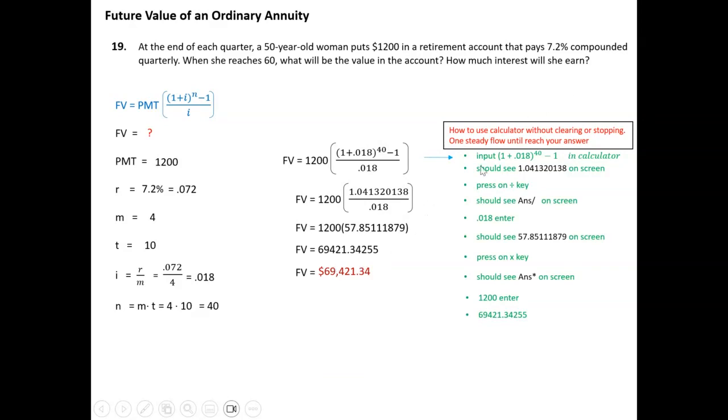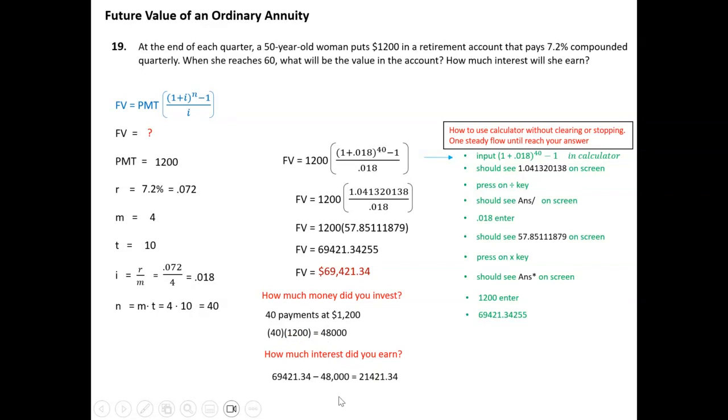Okay, now how much interest did she earn? So why do we do that? She's making payments of $1,200 every quarter for 10 years. So there were 40 payments that she made. So we multiply the payments times the number of payments. So 40 payments times 1,200 gave us 48,000. So that's how much money actually came out of her pocket. So the rest is going to be interest that she earned.